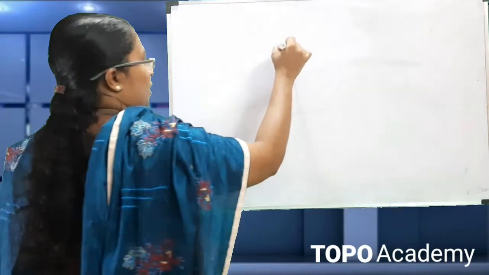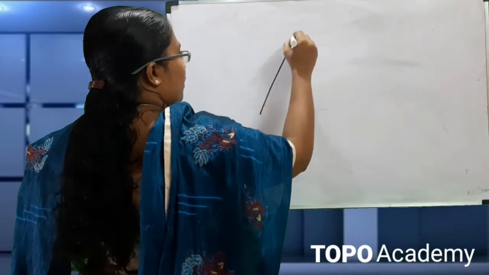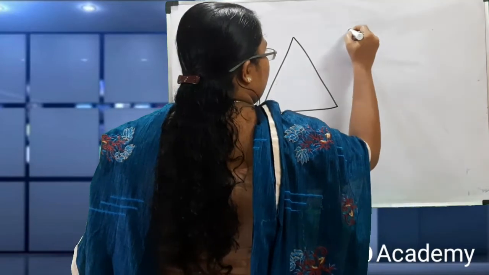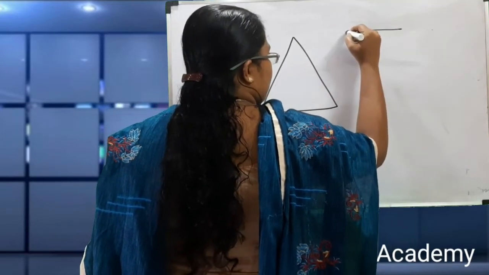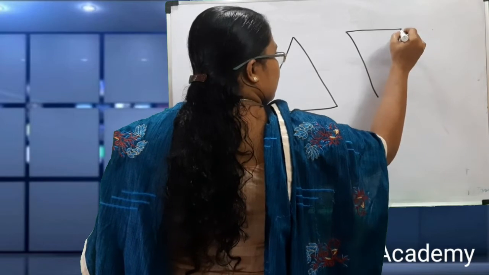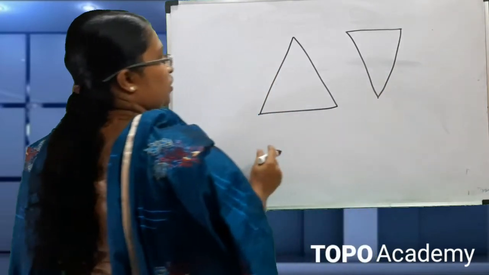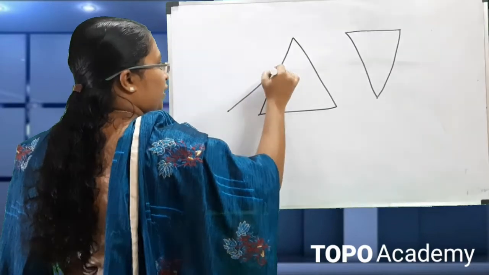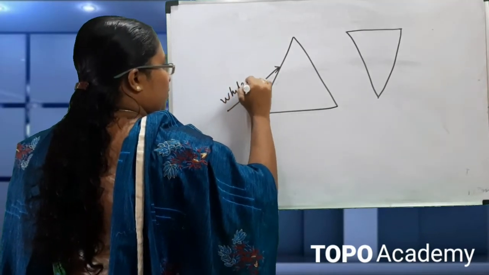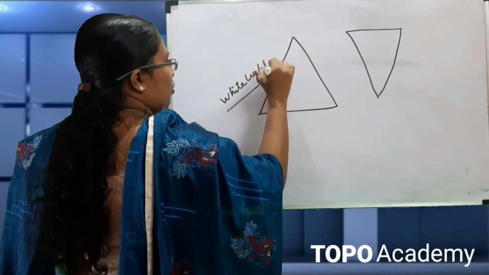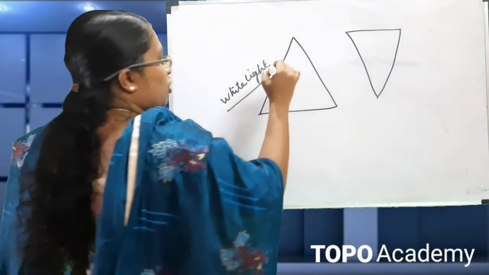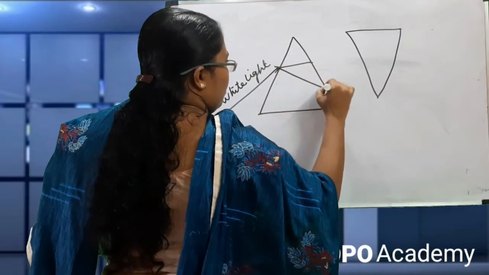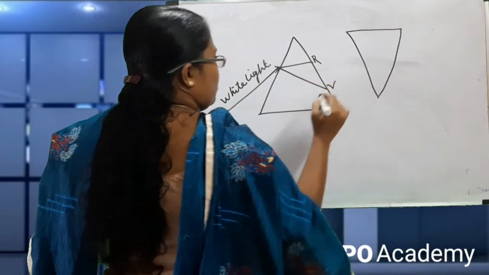So first we are keeping a prism, and we are keeping another prism in the inverted position. This is the base of the prism in the inverted position. So what happened? This is white light. He has passed white light through the first prism. So it will split into 7 colors from red to violet.